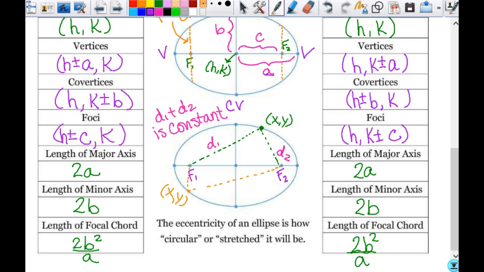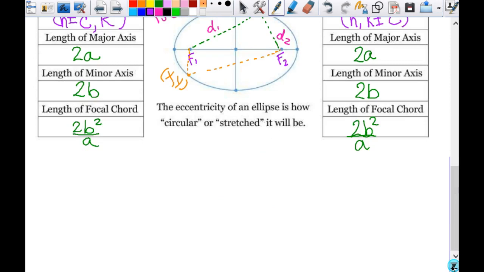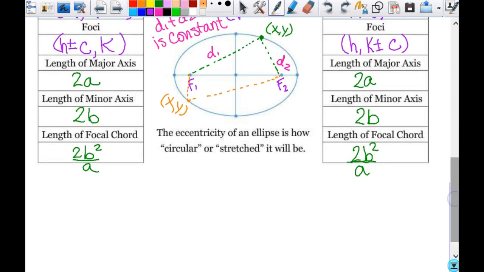One more thing on the front before we flip. A little kind of bonus information here. You have what's called the eccentricity of an ellipse. If we had time, we would talk about what eccentric really means, but we don't have time right now. We'll talk about that another time. But the eccentricity of an ellipse is how circular or stretched it will be. So there's another little letter, it's E. And E is just the ratio of C to A. And E is always between 0 and 1.